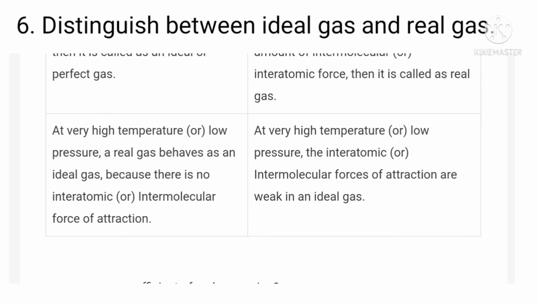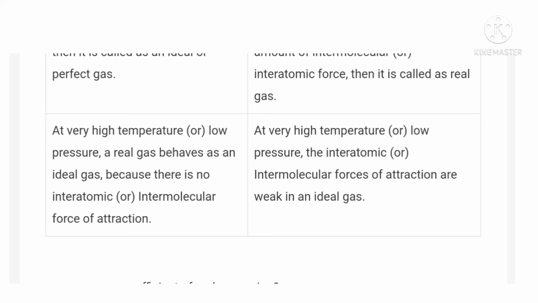Ideal gas: at very high temperature or low pressure, a real gas behaves as an ideal gas because there is no interatomic or intermolecular force of attraction. Real gas: at very high temperature or low pressure, the interatomic or intermolecular forces of attraction are weak in an ideal gas.